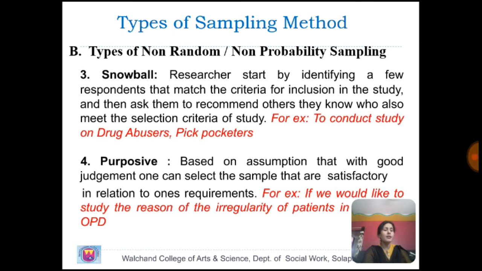For example, if you are interested in studying the reasons for the irregularity of patients in attending OPD, it might be desirable to choose patients for the sample from among those who are frequently irregular, because the cause of irregularity can be described by the irregular patients only.